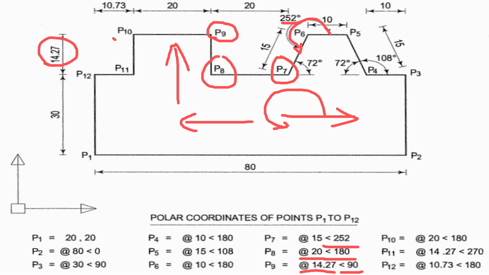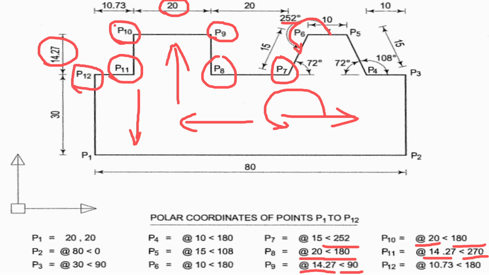And P9 to P10, if I see, the distance is 20, so at the rate 20, the angle from here to here is 180 degrees. And P11, the distance between P10 to P11 is again 14.27, and we are moving in the downward direction, negative y-axis. The angle is 270, and we are moving from P11 to P12.